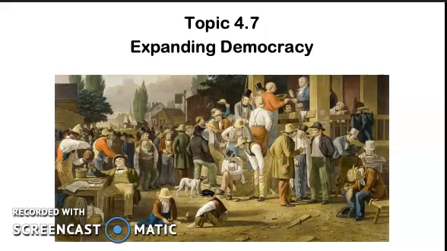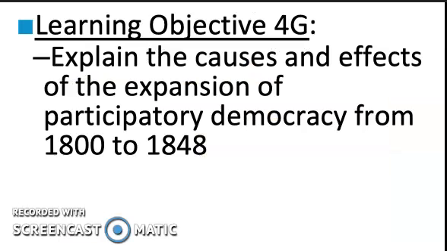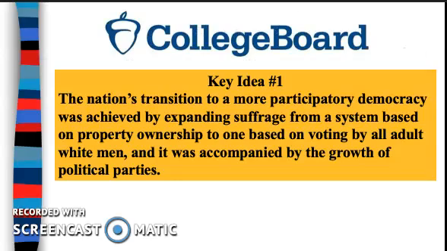Today we're going to be covering topic 4.7, Expanding Democracy. Our learning objective today is 4G: explain the causes and effects of the expansion of participatory democracy from 1800 to 1848. Leading us into our key idea number 1.